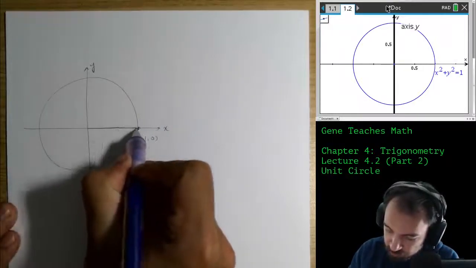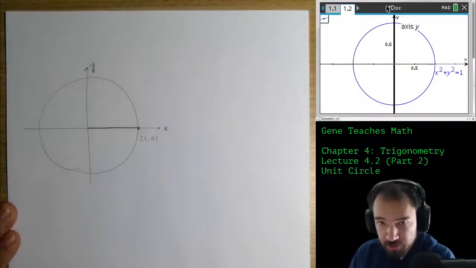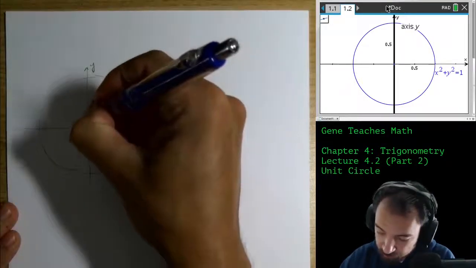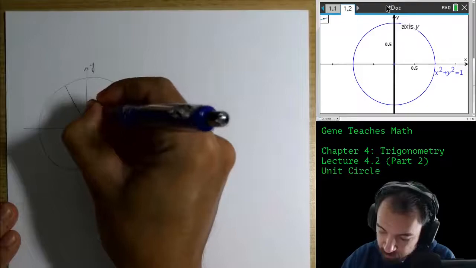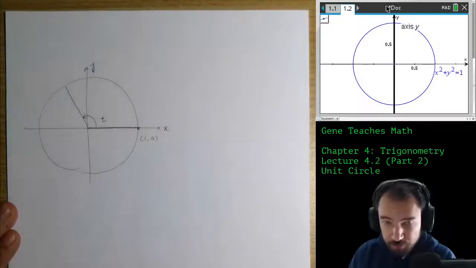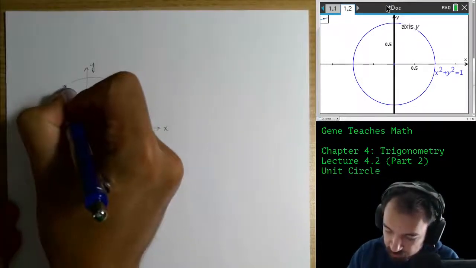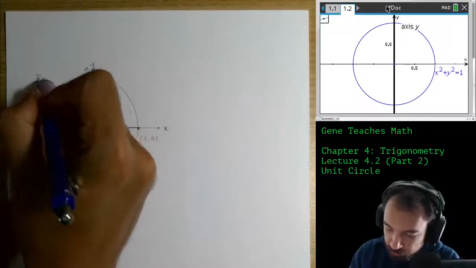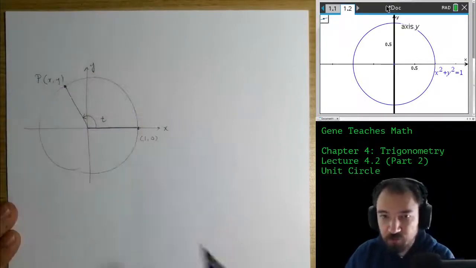We say the initial side of the angle is going to be the positive x-axis, and then if I go counterclockwise to there, that's a positive angle with measure t. And this terminal side is going to intersect the circle at some point. We can label this P with coordinates x and y.